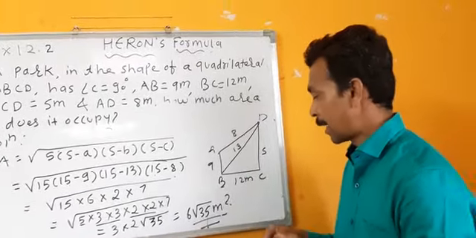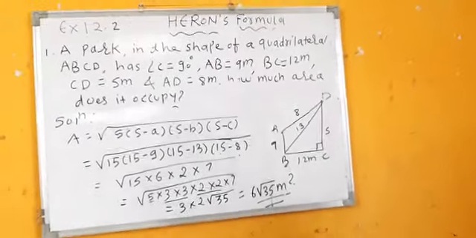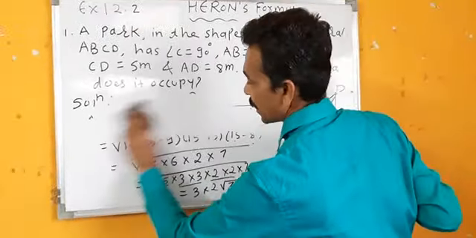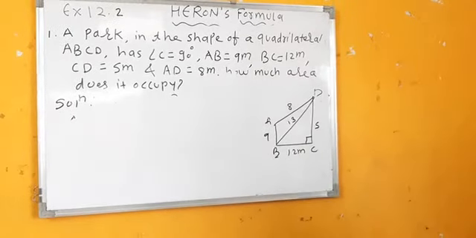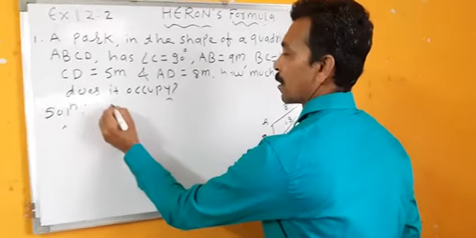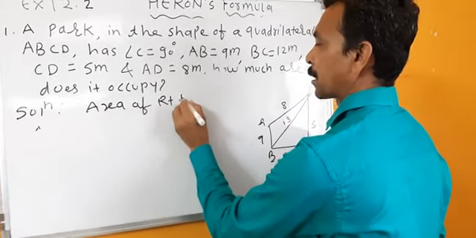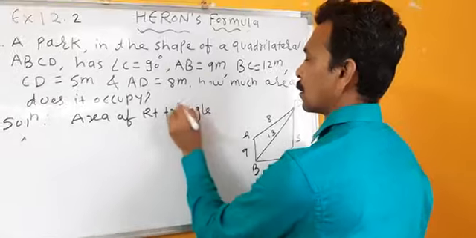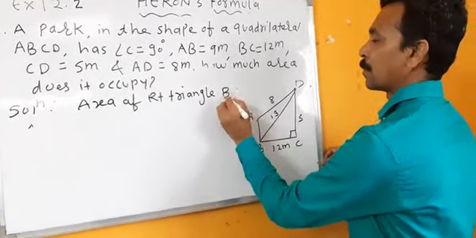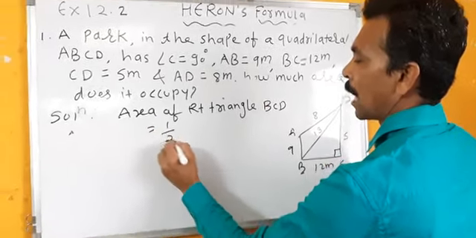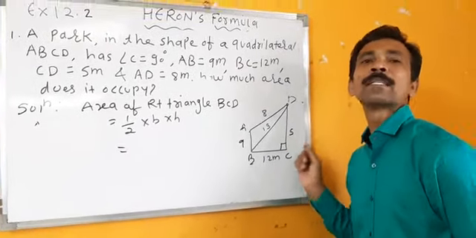Now we will find area of triangle BCD. Look at triangle BCD, it is a right angled triangle. So we have to use the area of right angled triangle. Area of BCD is equal to half into base into height. So we have to use the half into base into height formula.